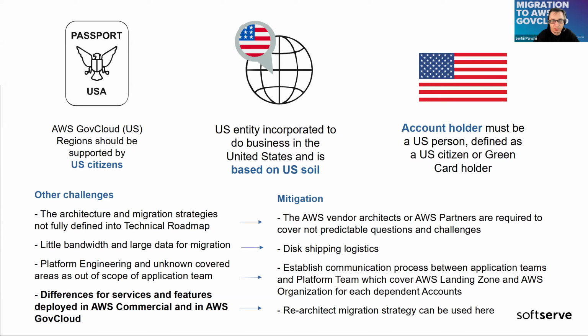Also, I mentioned here other architecture-related challenges that might have some mitigation. For most cases, it requires establishing a good enough communication process with AWS-based architects or with internal architects from the platform teams. And definitely, as I mentioned before, there is a challenge related to the differences for AWS services and features that are deployed in AWS Commercial and AWS GovCloud. We need to establish some architecture work for infrastructure as code and for AWS resources itself.